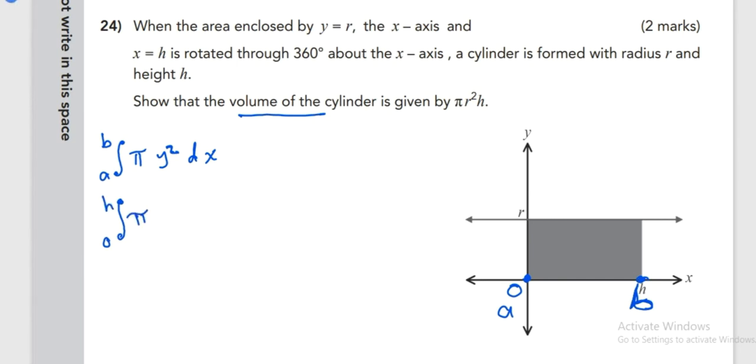Pi can be written inside the integration or outside, it's the same, no problem. What is the value of y? The value of y is already given. It's r, so it's r power 2 dx. Just integrate this expression and substitute by h and 0 to find the area. Here, if we want to integrate this expression, don't make this mistake. Don't say pi will be the same. Don't say integration of r power 2 is r power 3 over 3. It's wrong. Why?